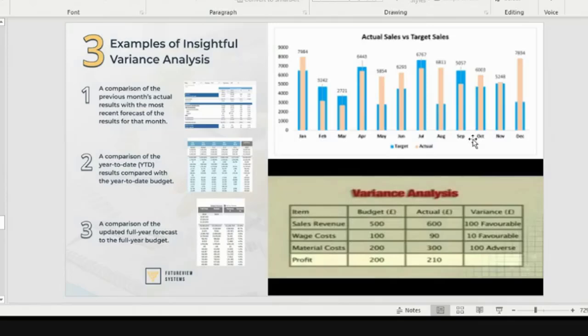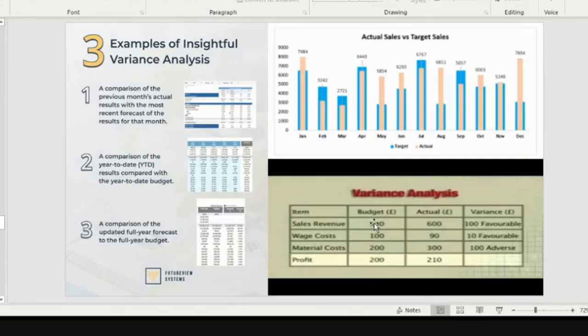Okay, and you see what this looks like: actual sales versus the target sales. So the target sales that we had as our target, those are in blue, and the actual sales are in pink. And you can see that for the month of January, the target sales was about right here, let's say 6,500, but the actual sales was way higher, about 7,800. And that is exactly what a variance analysis would look like. And you can see that here as well, the example here as well.